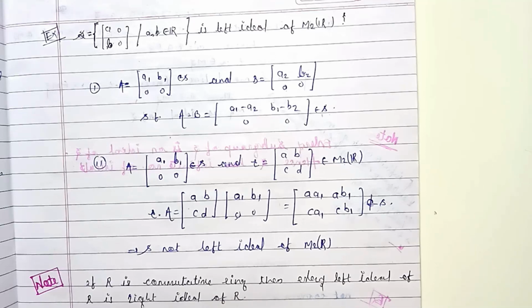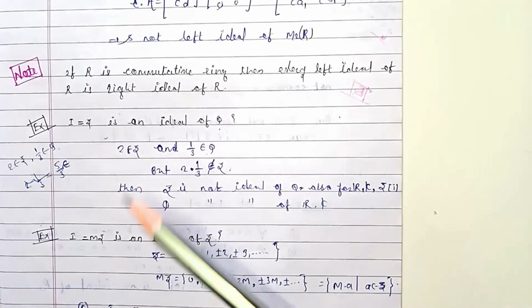Sometimes if a left ideal holds for our ring, then we cannot say that a right ideal holds too, because matrix multiplication is not commutative. That's why we cannot say about this. That's why R into A and A into R are not equal. So it is a right ideal but not a left ideal. This property is highlighted here. This example does not satisfy the property of a left ideal.